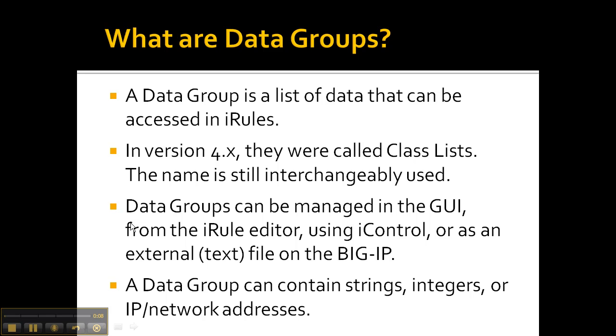A data group is a list of data that can be accessed from iRules. They can be managed in the GUI, the iRules editor, using iControl, or they can even be stored as an external text file in the BIG-IP. This is very useful if you have a large data group that you need to manage through some sort of external tool. They can contain strings, integers, and even IP and network address ranges.